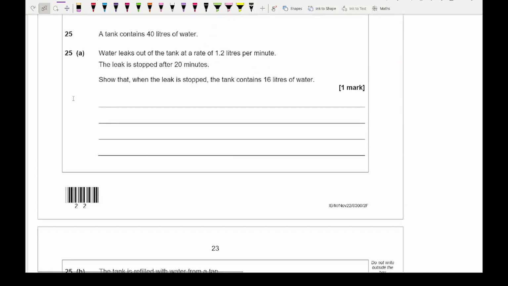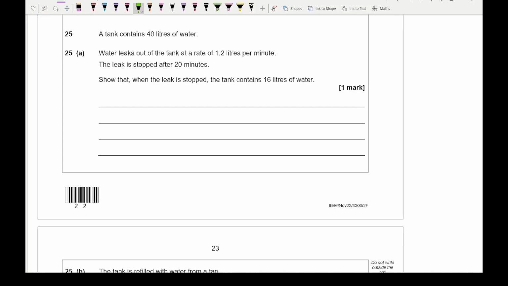For question 25a, it says that a tank contains 40 litres of water. The water leaks out of the tank at a rate of 1.2 litres per minute. The leak is stopped after 20 minutes. Show that when the leak is stopped, the tank contains 16 litres of water.